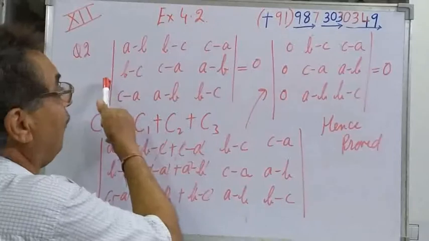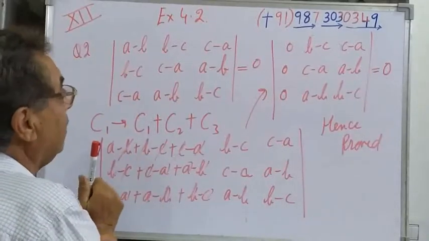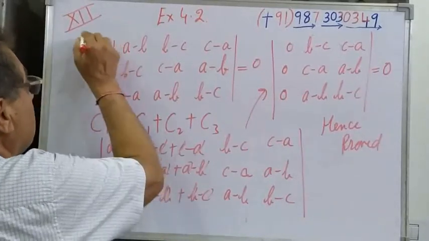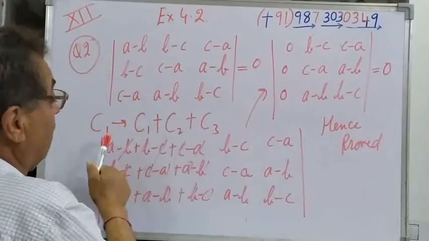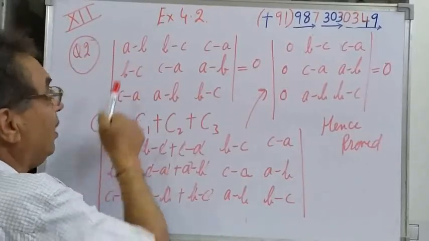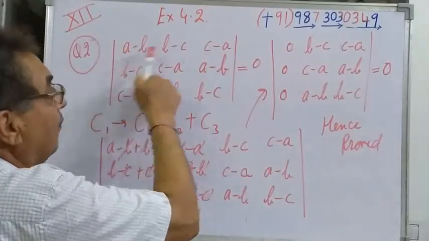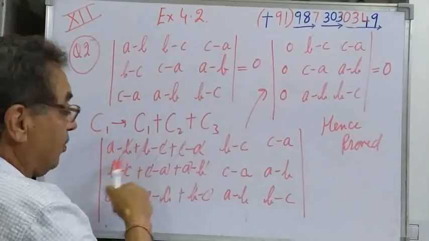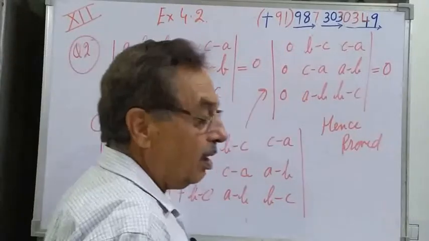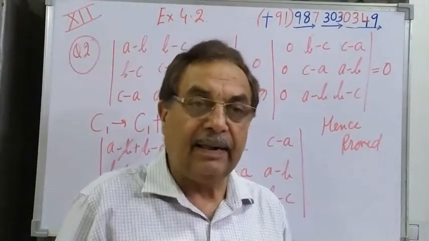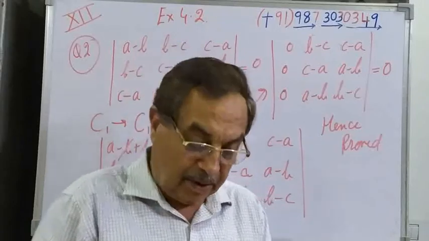First of all, this was the given determinant, question number 2. I operated C1 to be written as C1 plus C2 plus C3. After adding all these three columns, we get the first column to be 0, 0, 0, and that means the whole determinant is equal to 0.